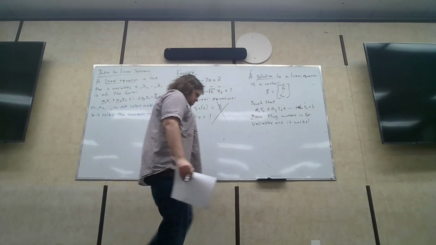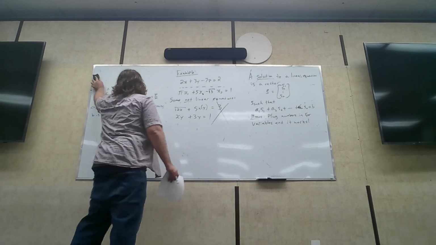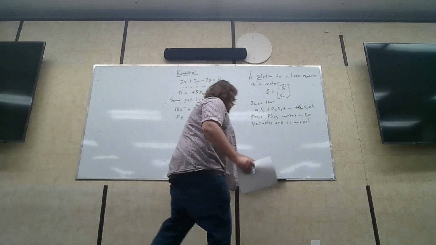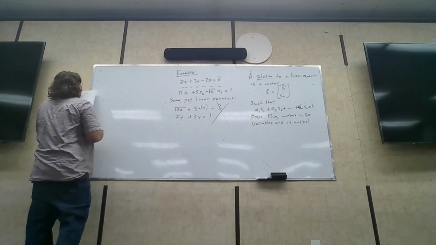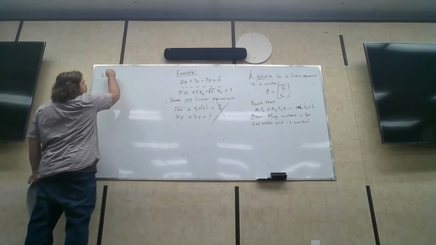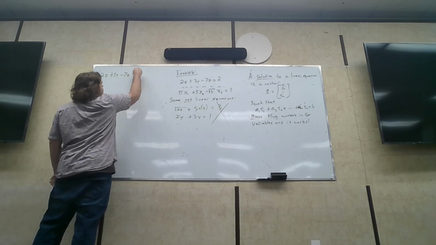So as an example, I'm going to copy down this equation so I don't have to solve any of these. Well, actually, this one's pretty easy. So let's look at this. 2x plus 3y minus 7z is equal to 2.